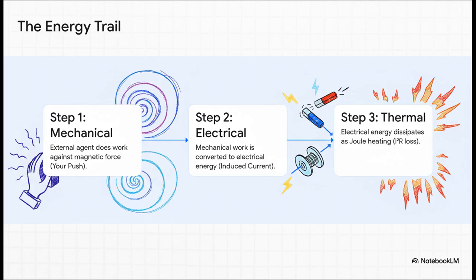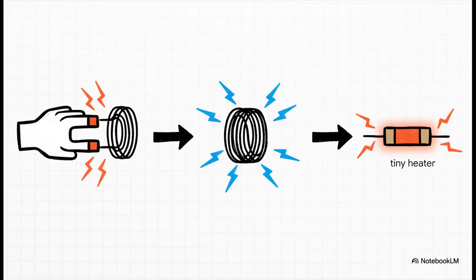That's the path. Here's a great way to think about it. Imagine that pushback you feel from Lenz's law is like a kind of magnetic friction. The effort you put in to overcome this friction is what generates the electricity. And that electricity basically powers a tiny, tiny heater, which is just the resistor in the coil. See? Energy isn't being created or destroyed here. It's just being perfectly transformed from one form to another.